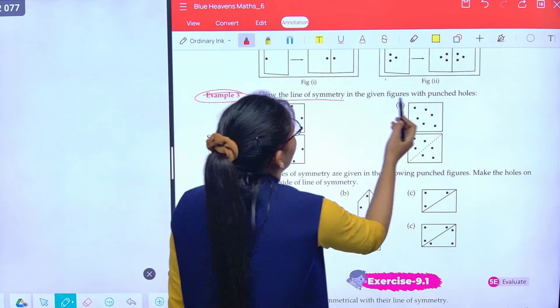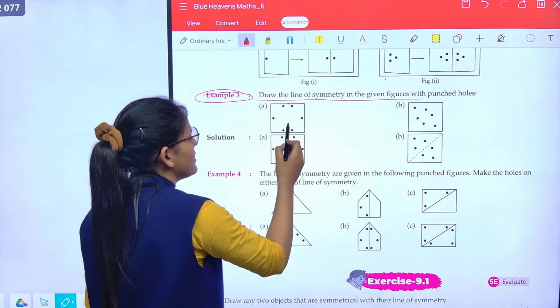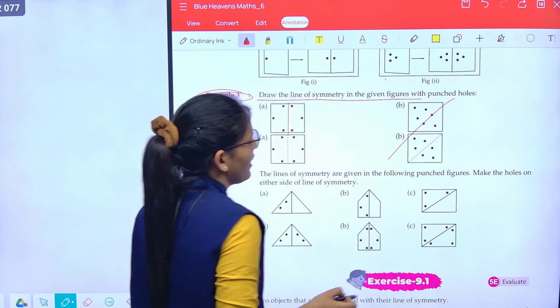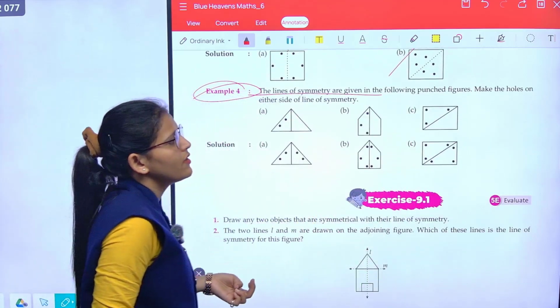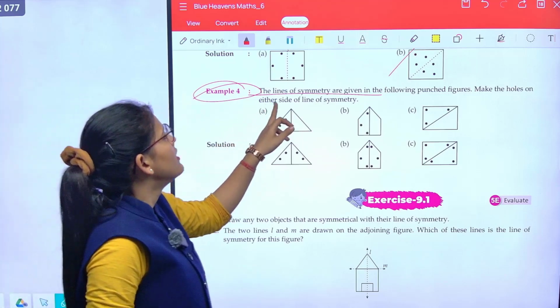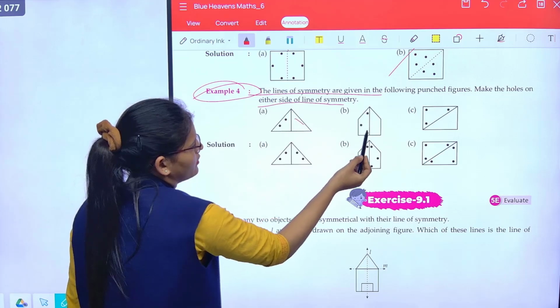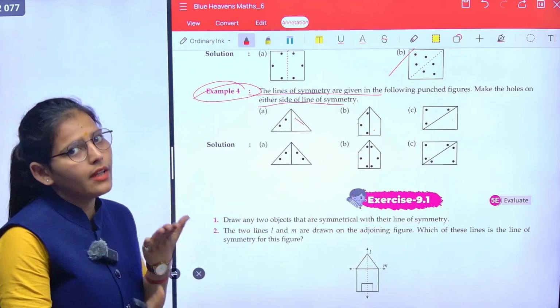Draw the lines of symmetry in the given figures with punched holes. Thus, of course, like this, you can draw it like this. Okay, example number 4. The lines of symmetry are given in the following punched figures. Make the holes on either side of the lines of symmetry. Similarly, class, wherever these are, the others will be the same way. Means it is the mirror image.